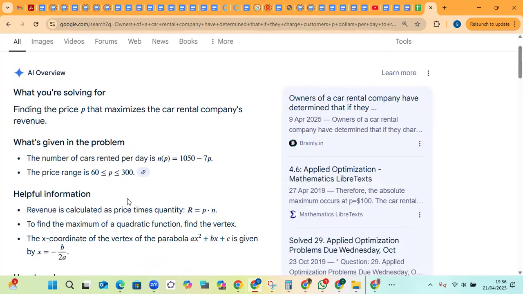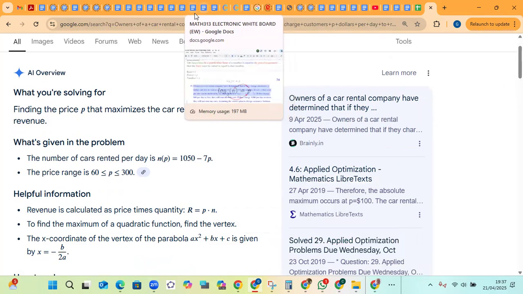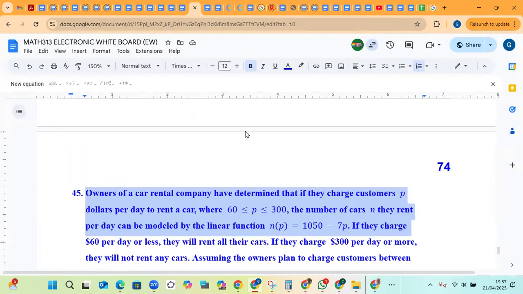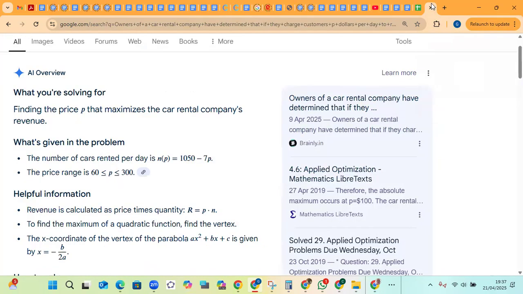So as you can see, the number of cars rented per day is N of P is equal to 1050 minus 7P, just like our example. So here you've got the number of cars rented per day function. Now, it says helpful information. Revenue is calculated as price times number of cars, okay? The number of cars is a function.